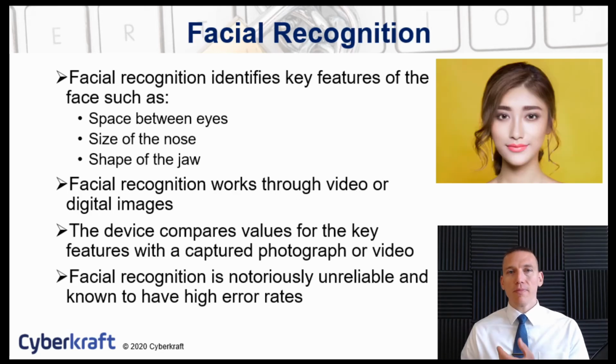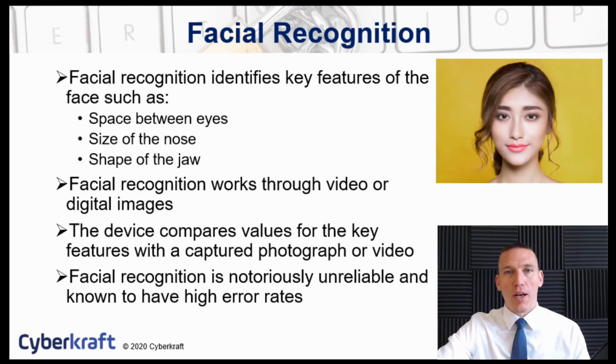Facial recognition identifies key features of the face, like the space between the eyes, jawline, nose, lips and mouth width. It uses video or digital images to do so. So it can be, in many instances, incorporated with the existing functionality on a device. Like mobile devices often have a self-facing camera. You can use that also for facial recognition. Facial recognition is notoriously unreliable, and it can definitely have high error rates, and I think it's the least reliable of all the biometric factors that we've talked about here.